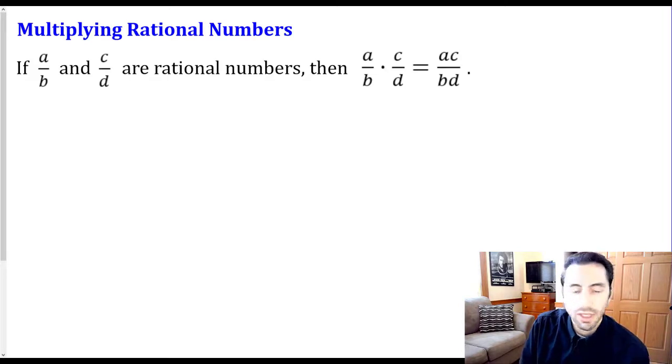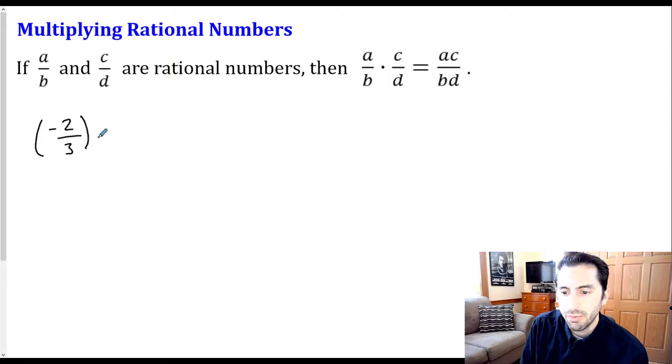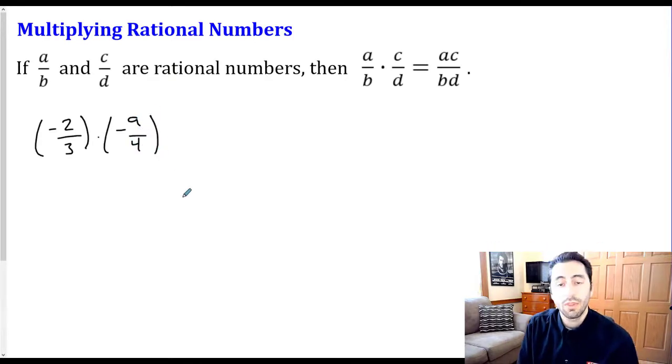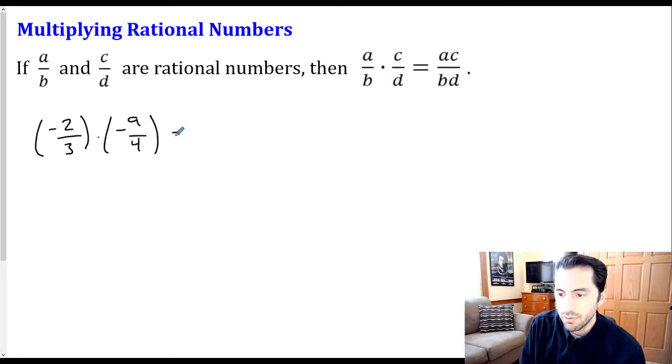So let's take a look at the fractions. Let's do -2/3. And then let's multiply that by -9/4. Okay. So following our rule, when we multiply these two fractions together, we're going to multiply the two numerators together, and we're going to multiply the two denominators together.